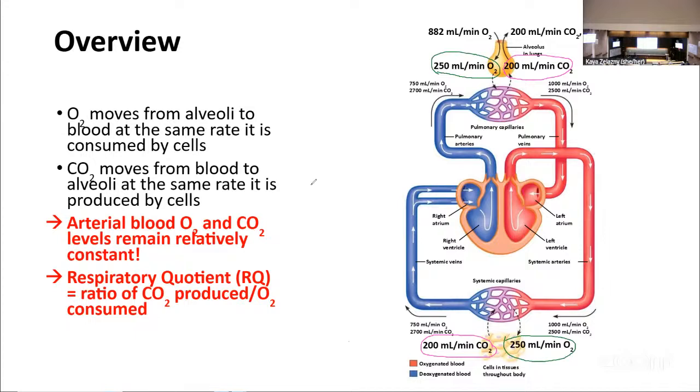So we could calculate our respiratory quotient. Your respiratory quotient would just be the ratio of carbon dioxide produced divided by your oxygen consumed. That would just give you a number that gives you an idea of how your body is using these gases and producing these gases.